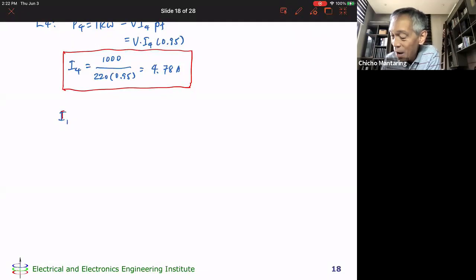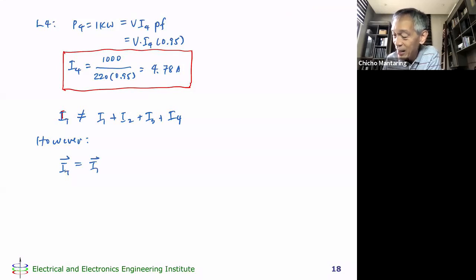Now, I1 is not equal to I1 plus I2 plus I3 plus I4. However, IT is equal to I1 plus I2 plus I3 plus I4. Do you see the difference? Nakita ba niyo yung difference? So ito hindi niyo pwedeng gawin.